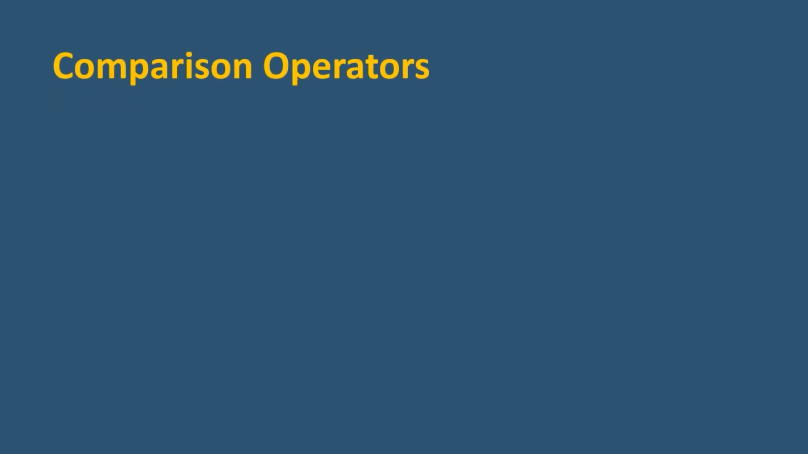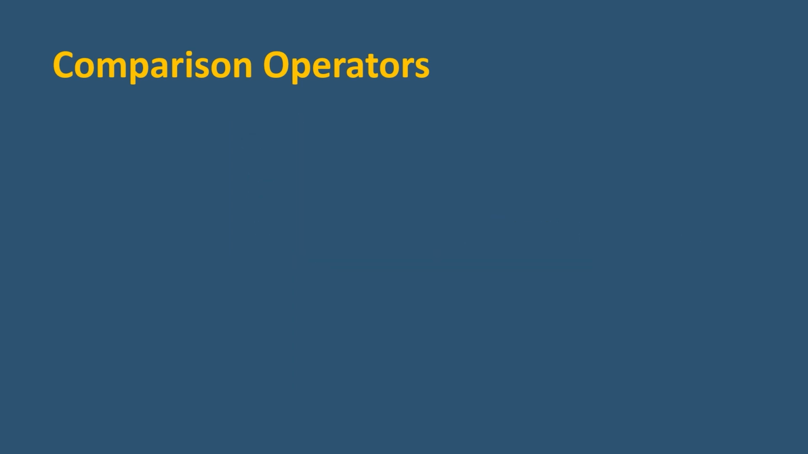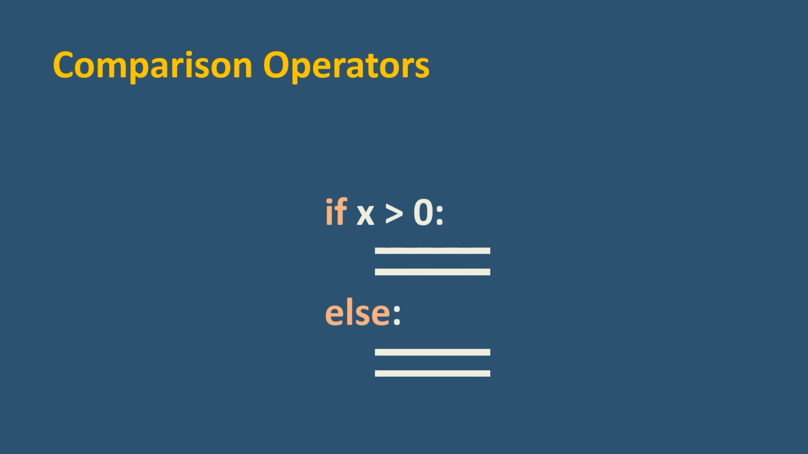Comparison operators, also known as relational operators, are used to compare two different types of values such as numbers or strings and return a Boolean value, true or false, based on the comparison. These operators help us make choices and control how our programs run. We can use them in conditional statements like if to execute specific blocks of code based on the comparison results.